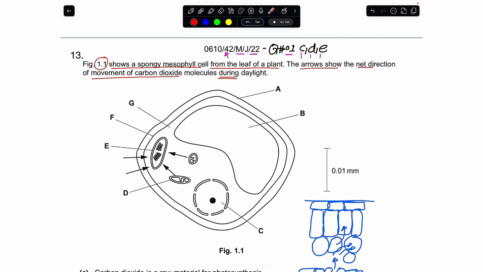For this figure 1.1, what I see on the outside is the cell wall. This is the cell membrane. Here we have this large vacuole. Here we have the nucleus. This is the mitochondria. This is the chloroplast. So the CO2 is going from the mitochondria to the chloroplast. As we know, these mitochondria respire and produce CO2, and this is carried to the chloroplast. At the same time, outside of the spongy mesophyll cells we have the air spaces, and out of these air spaces the carbon dioxide is also going to these chloroplasts.